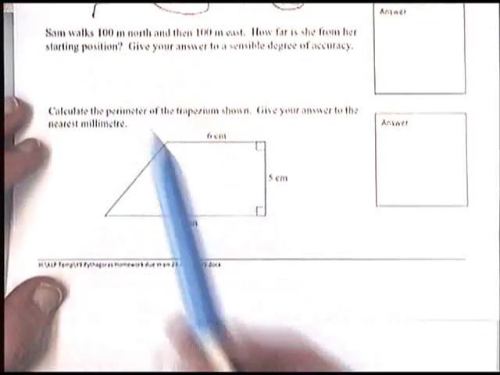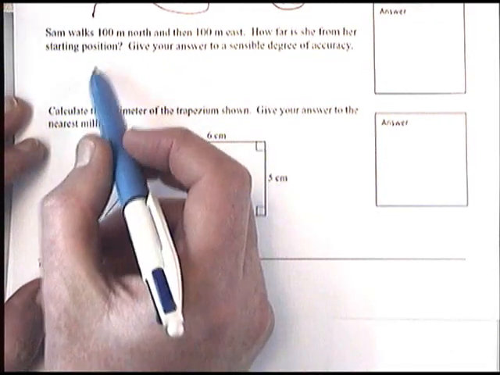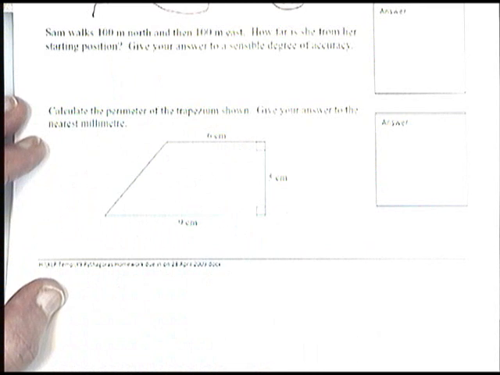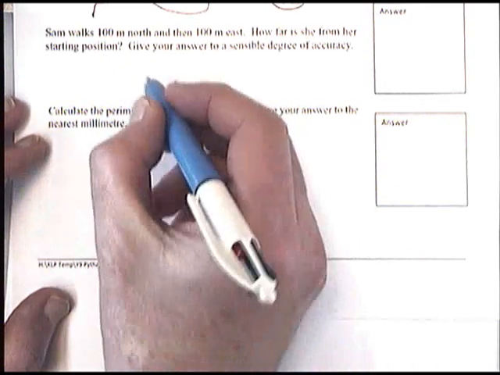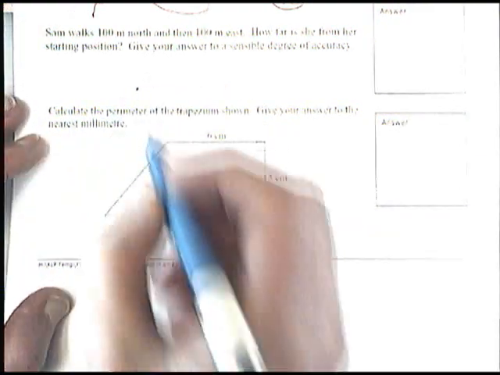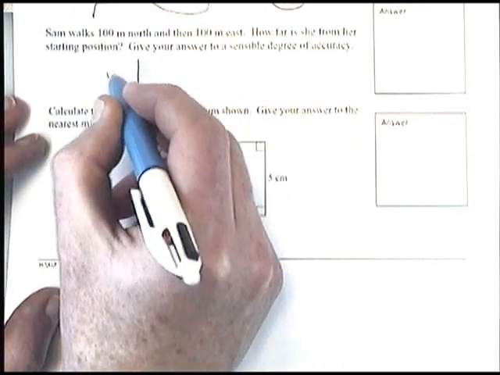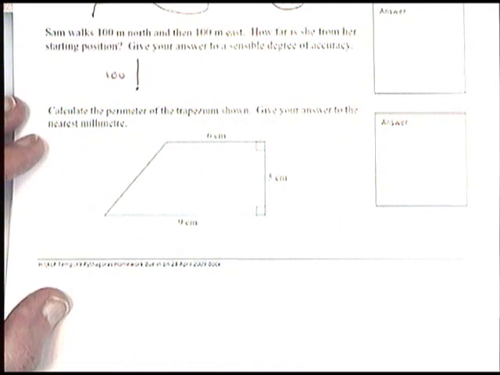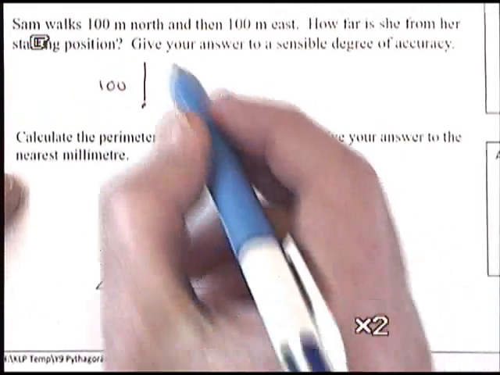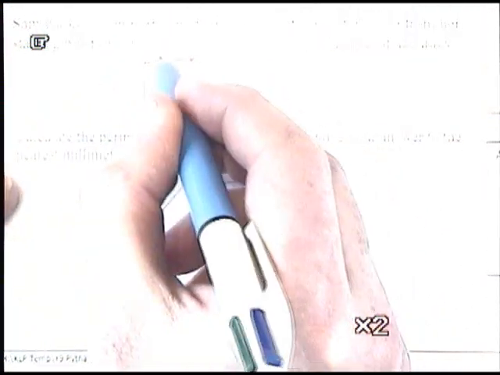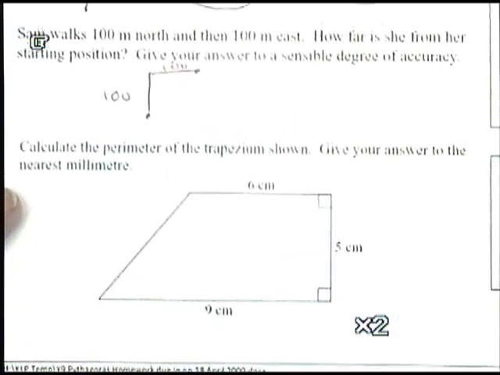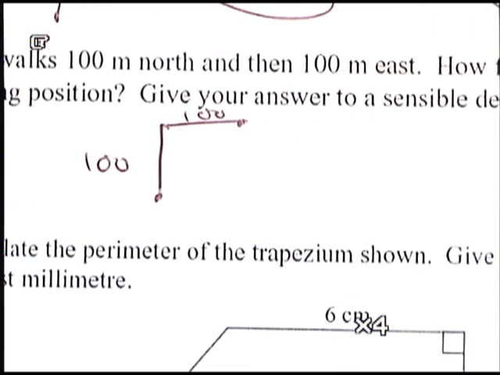On the question here, you haven't got a drawing. It tells you Sam walks 100 metres north and then 100 metres east. First thing you've got to do is do a drawing. So, give yourself a starting point. 100 metres north, north is straight up. And then you need to go 100 metres east. East is going right, that's on the points of the compass. So you've done that journey, 100 up and 100 right.